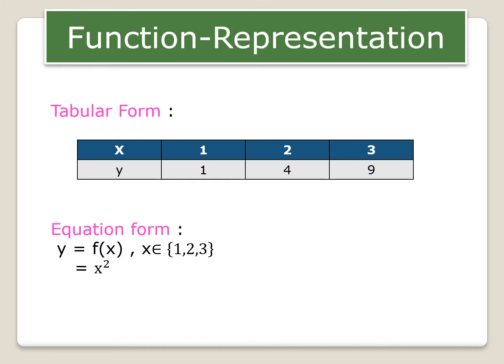The next is the tabular form. It consists of a table which has two rows. One row is for x and the second row is for y. So first row contains the values of x, 1, 2, 3 and the second row contains the values of y, that is 1, 4, 9. So we can observe here 1 is mapped to 1, 2 is mapped to 4 and 3 is mapped to 9.